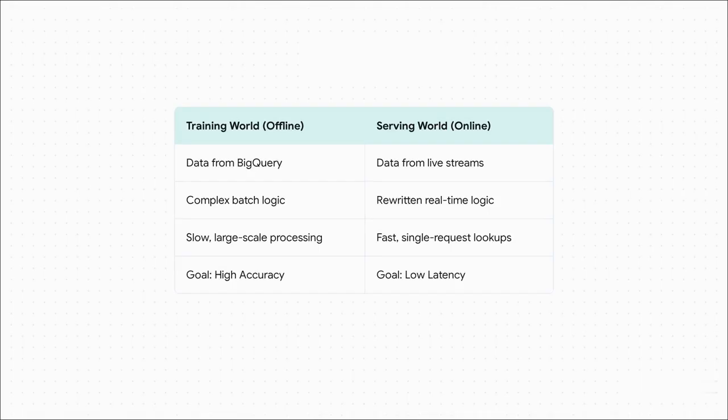See, on one side, you've got your training world. It's calm, it's offline, you're pulling massive historical data sets from something like BigQuery, and your only goal is to get the highest accuracy possible. But then you step into the real world, the serving world, and it's total chaos. Data is streaming in live, speed is everything, and the logic you wrote for that calm offline world has to be completely rewritten for this one. And that's where things break. That tiny difference in how a feature gets calculated between these two worlds can cause a massive performance drop.